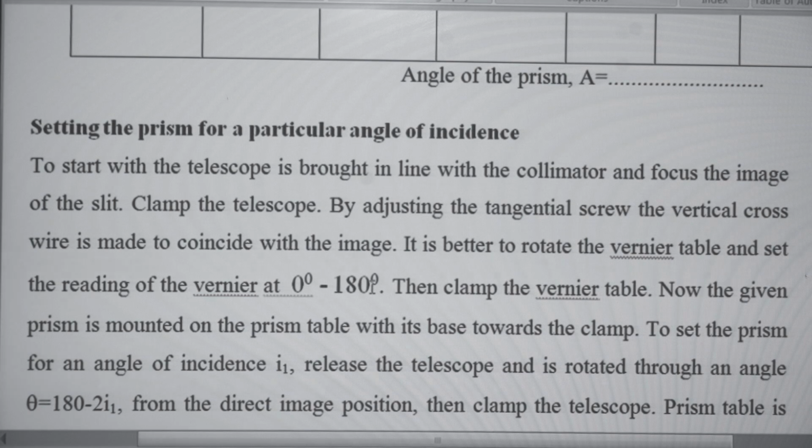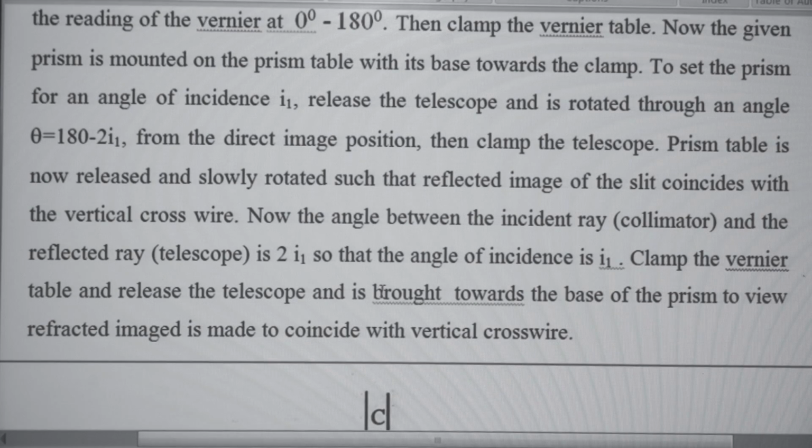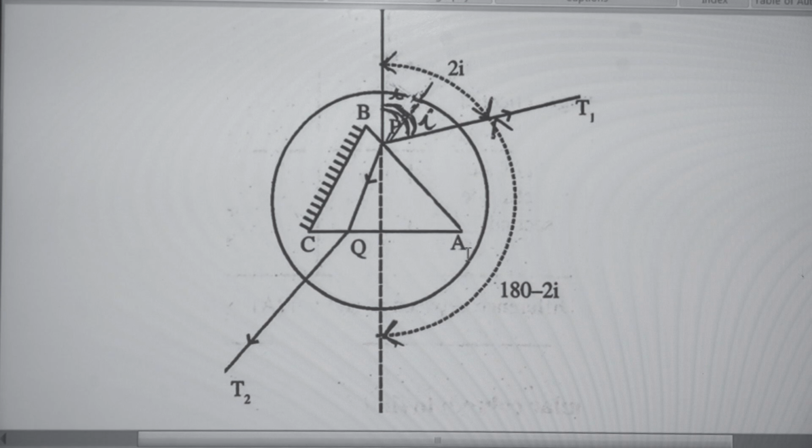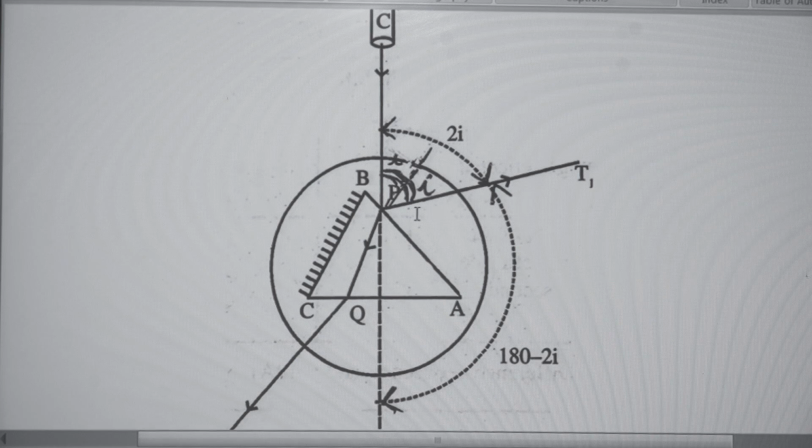The telescope is focused in line with the collimator and the slit is falling side by side with the vertical crosswire of the telescope. Then the vernier is rotated and clamped such that vernier 1 reads 0 and vernier 2 reads 180. Now from that we want to arrange the prism for a particular angle of incidence. For example, let I be equal to 40 degrees. Then 2I should be equal to 80 degrees.